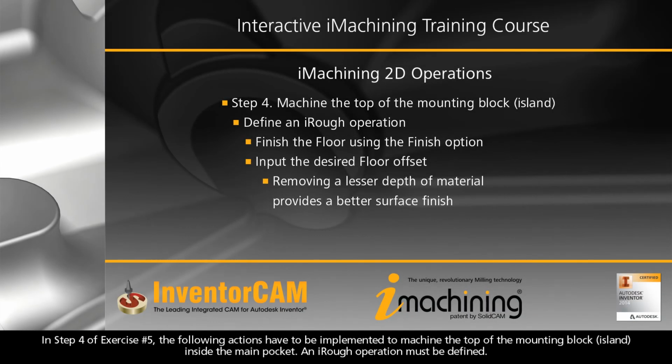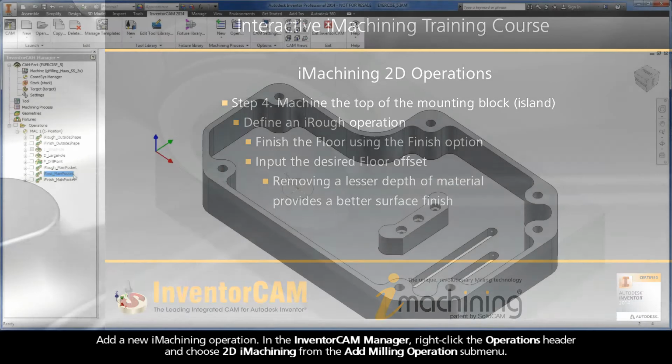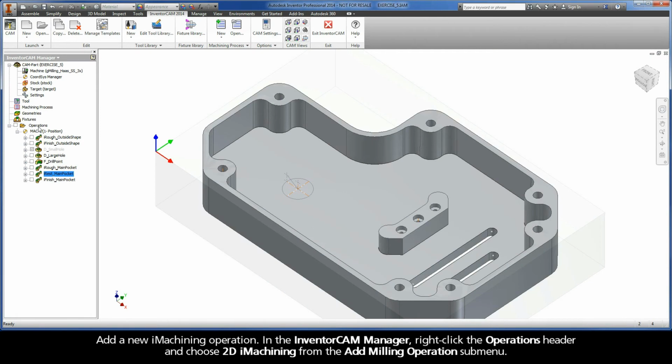In step 4 of exercise number 5, the following actions have to be implemented to machine the top of the mounting block inside the main pocket. An iRough operation must be defined. Add a new iMachining operation.